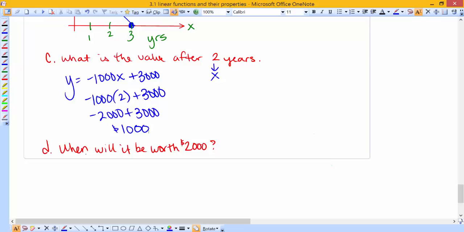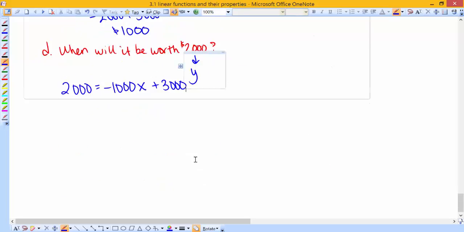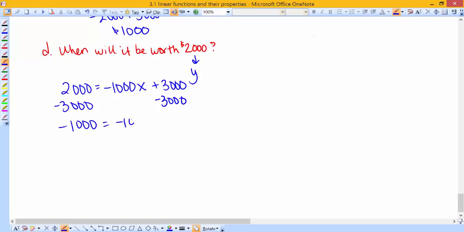When will it be worth 2,000? This means that is my y. So 2,000, I want to know when it ends at 2,000. I'm looking for the time. So I'm going to start by subtracting 3,000. I get negative 1,000 equals negative 1,000x. So x equals 1 year. So after 1 year, the computer will be worth $2,000.